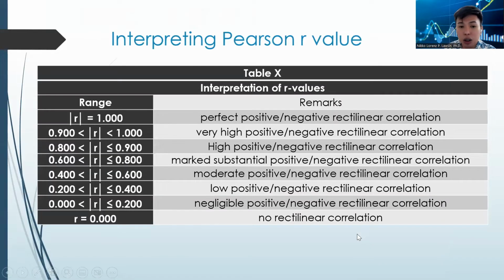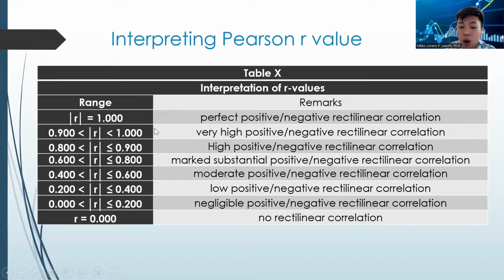Now, to interpret the value of Pearson R, here is a provided table. Interpretation of R values. If R is equal to +1 or -1, it is a perfect positive or negative rectilinear correlation. For example, if you got -1, it is a perfect negative rectilinear correlation. If you got +1, perfect positive rectilinear correlation. We're just choosing among the two options.